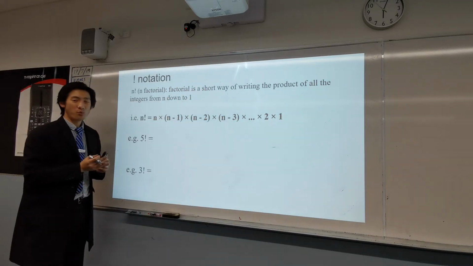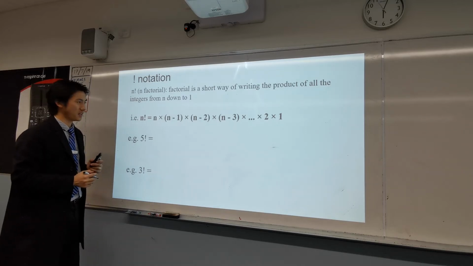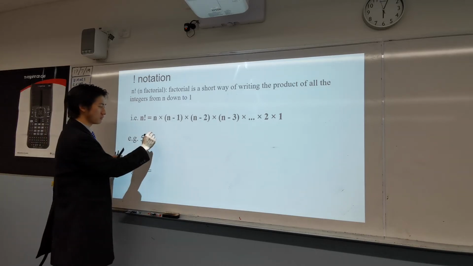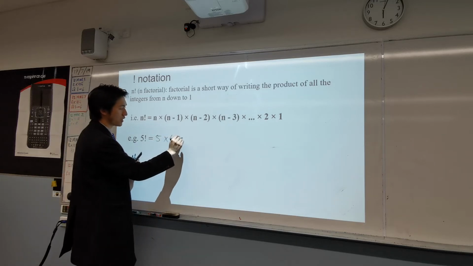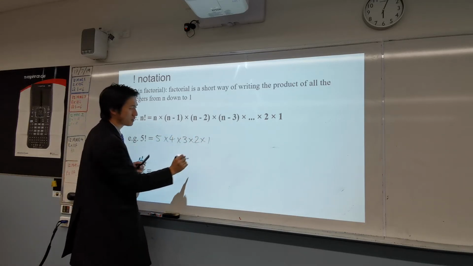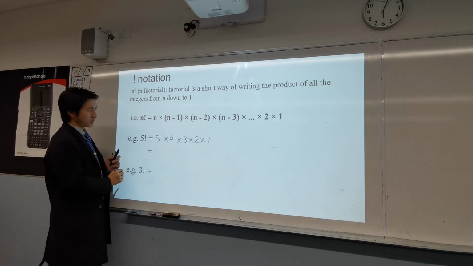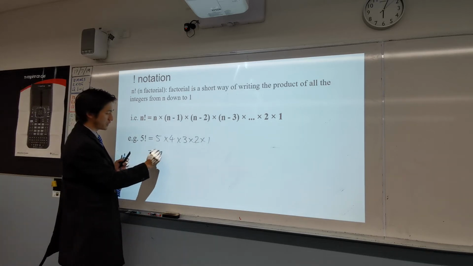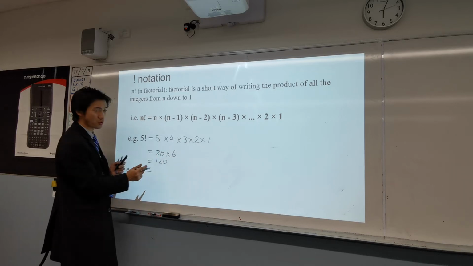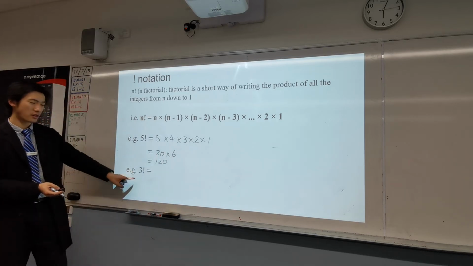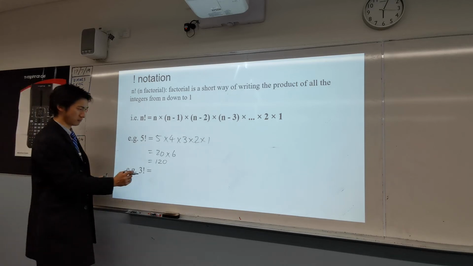Let's work through an example where we evaluate a factorial by hand. 5 factorial, let's write it out. 5 times the next number down, 4 times 3 times 2 times 1. 5 times 4, 20. 3 times 2, 6. The answer is 120. Another example, 3 factorial.